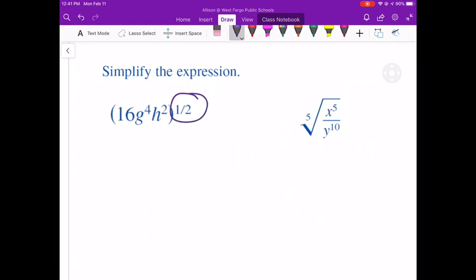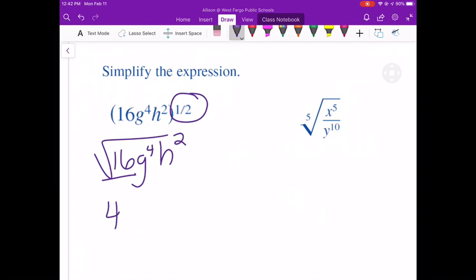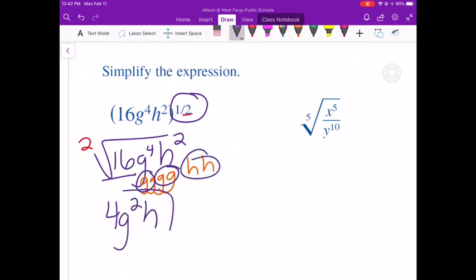Anytime I have a 1/2 power, I like to change that back to a square root. So square root of 16, g to the 4th, h squared. Square root of 16 is 4. G to the 4th, well, that's 4 g's and 2 h's. So this is a square root, and the index on a square root, remember, is 2. So you need groups of 2. So I have 1, 2 g's, so g squared, and 1 h. Now everything came out of the square root, so it's no longer needed. That would be the answer.